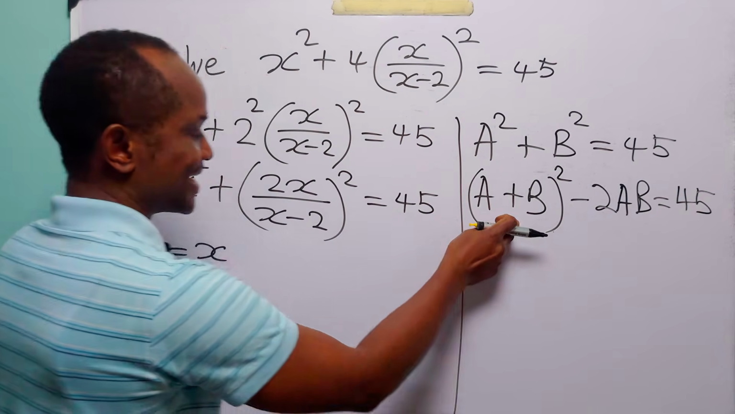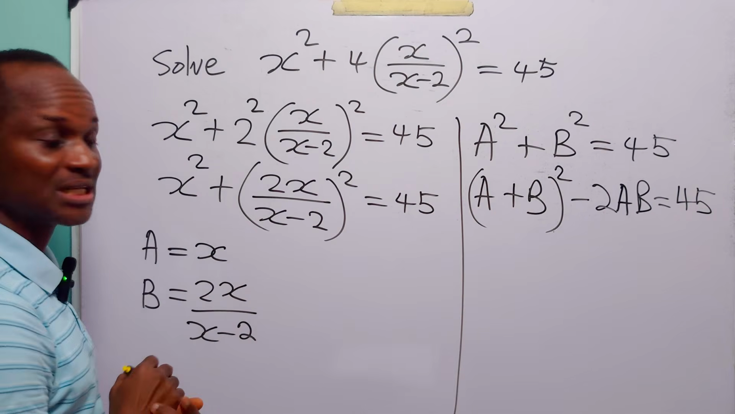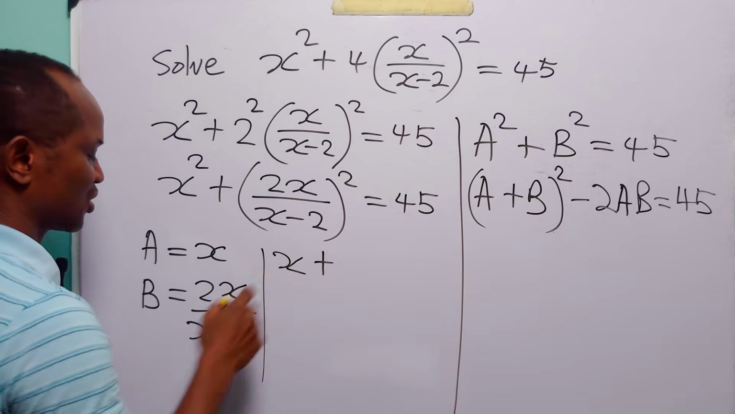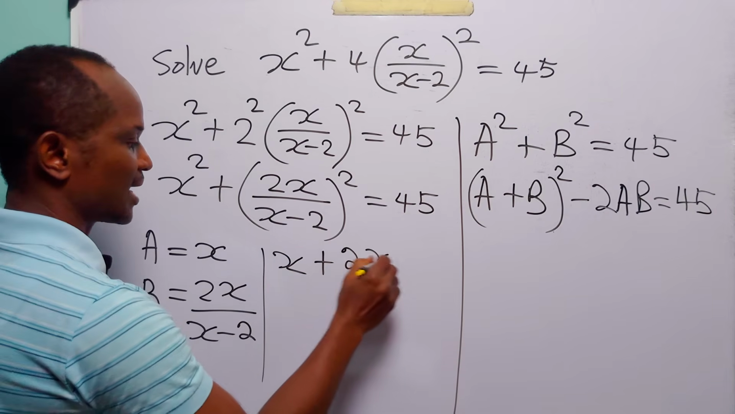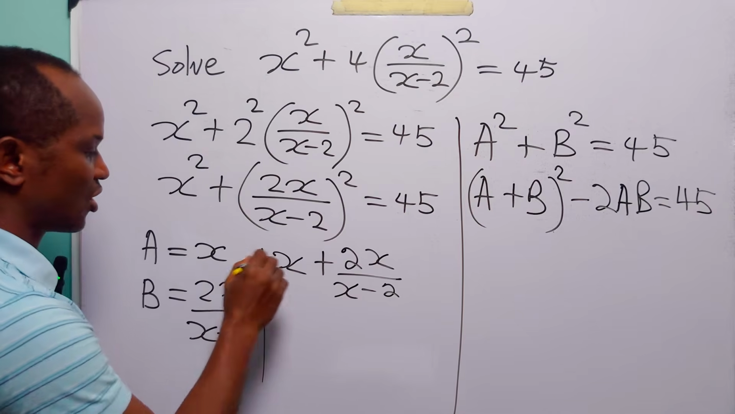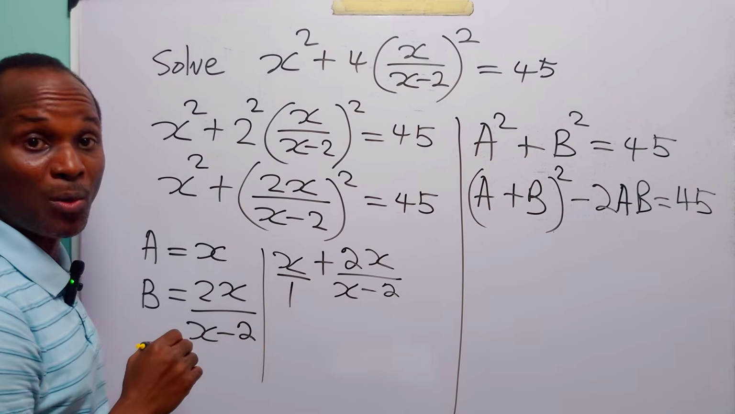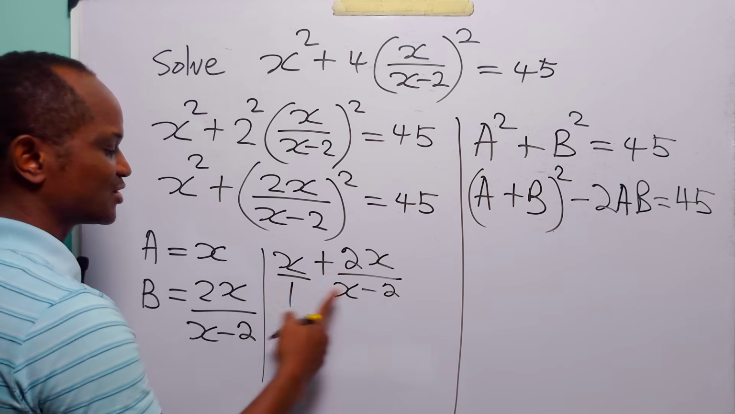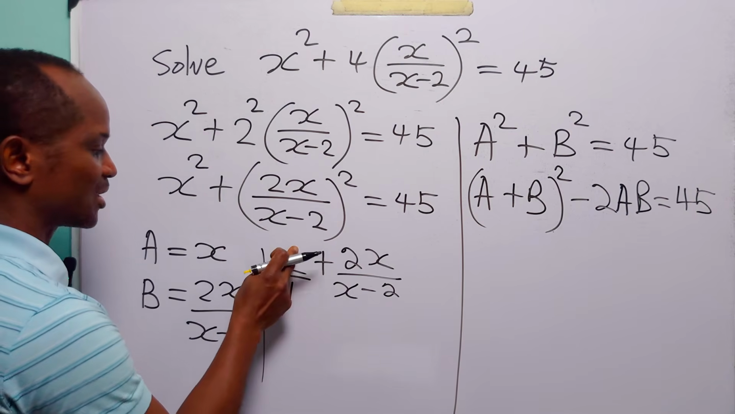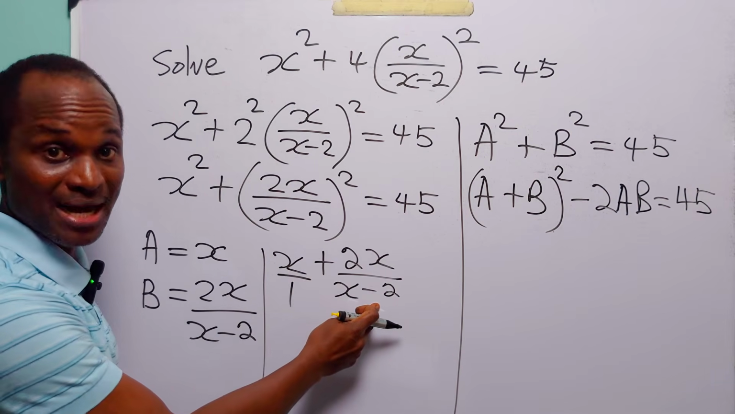Now, let us find a plus b from these two. We have x plus 2x over x minus 2. Of course, you know that this is x over 1. We can combine these two fractions into a single unit. How do we do that? We multiply x by x minus 2.